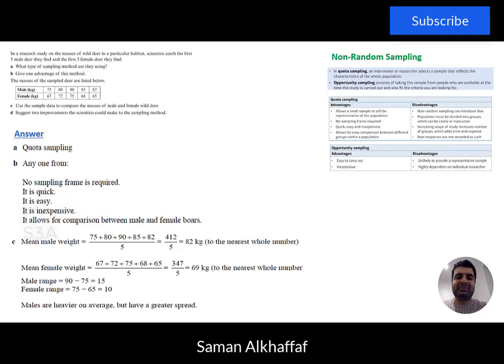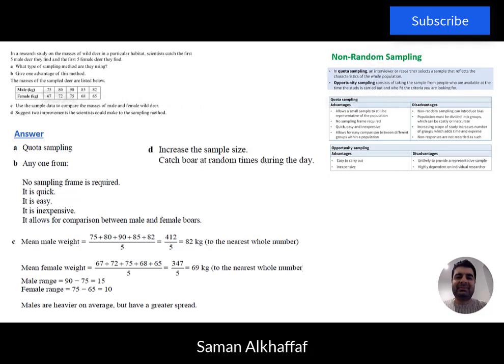And then we find the range. The male range will be 90, the highest number, taken away the lowest number, which is 75. That will give us approximately 15. And for the female, again, we take the lowest number from the highest number, so it'll be 75 take away 65, which is approximately 10. So that proves to us that the males are heavier on average but have a greater spread, and this will be our answer for part C.